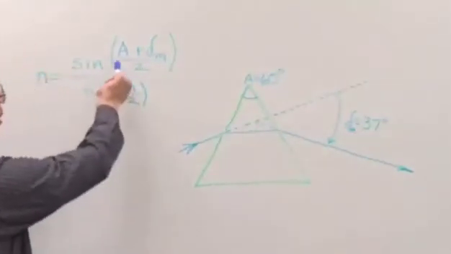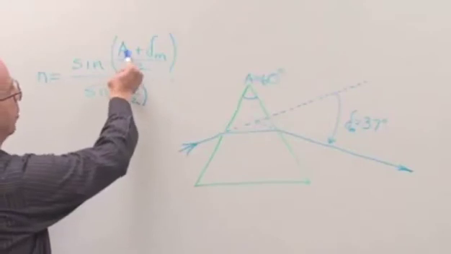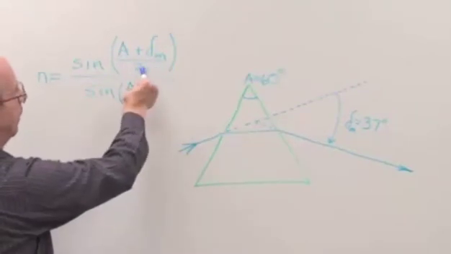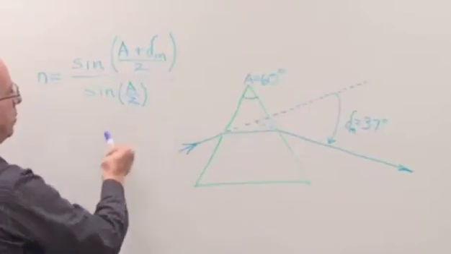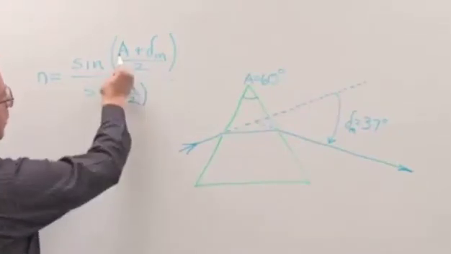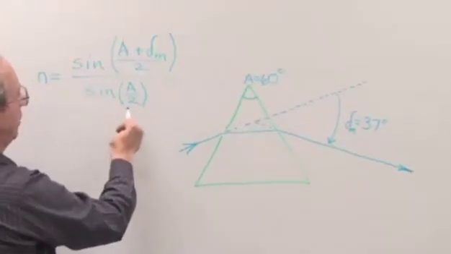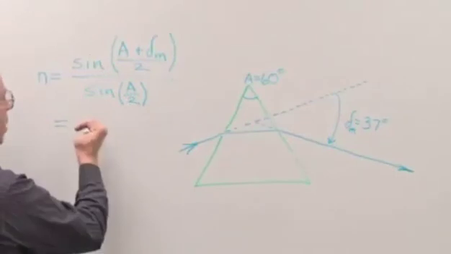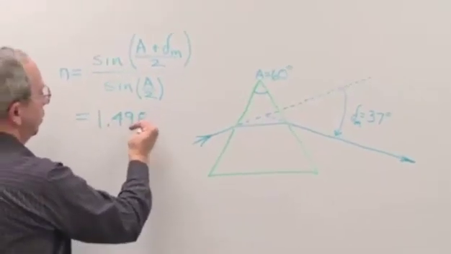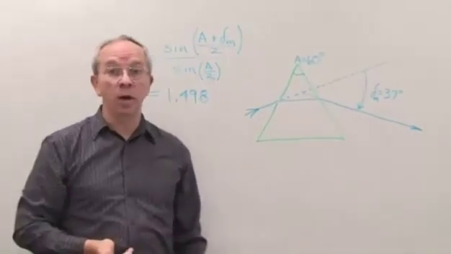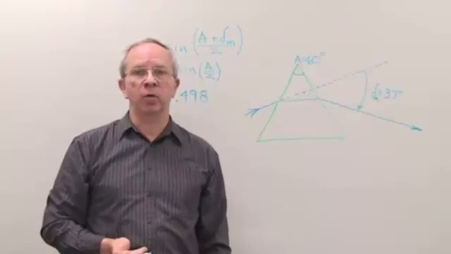We can put that into our formula that says the sine of the sum of the angle of our prism plus the minimum angle of deviation divided by 2, divided by the sine of that angle of the prism divided by 2. So that would be 60 plus 37 divided by 2, and the sine of just 60 divided by 2 comes out to an index of refraction calculation of 1.498, or very, very close to 1.5, which is probably what the index of refraction is for this prism.